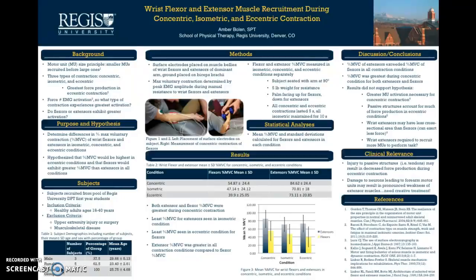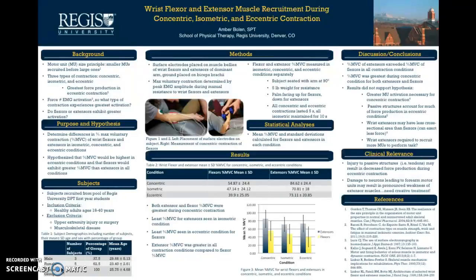We hypothesized that percent MVC would be highest in eccentric conditions and that flexors would exhibit greater percent MVC than extensors in all conditions. EMG was used to determine activation of flexors and extensors in isometric, concentric, and eccentric conditions. Max voluntary contraction was determined by peak amplitude experienced during a resisted contraction, and this was used as a basis of comparison for the rest of our trials.